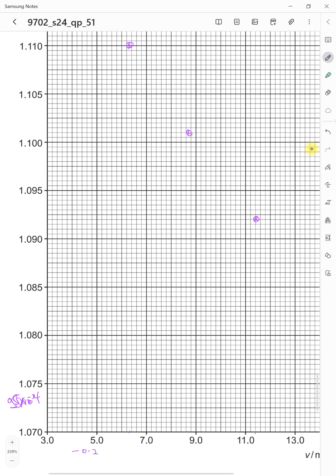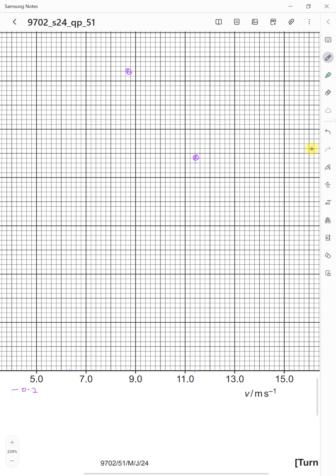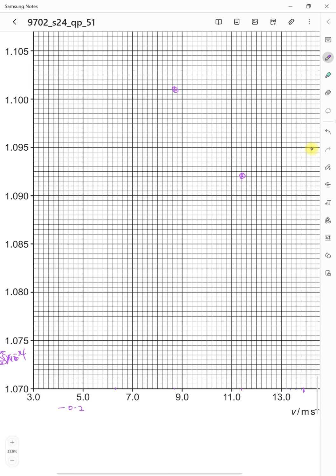Then the next point is 13.9. This is 14, so 13.9 is in between here. 13.9 is plotted against 1.083. 1.083 is after 1.080. So I'll use my calculator to see the number of boxes I'll add.